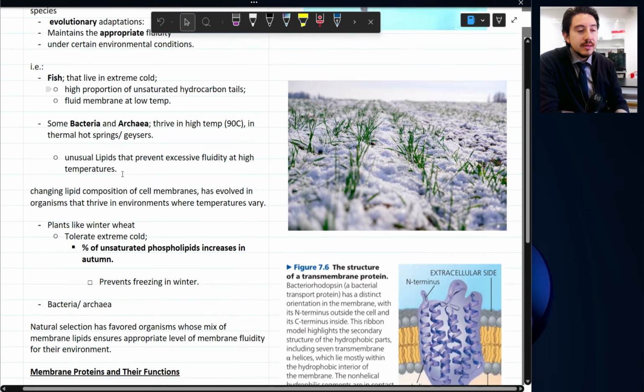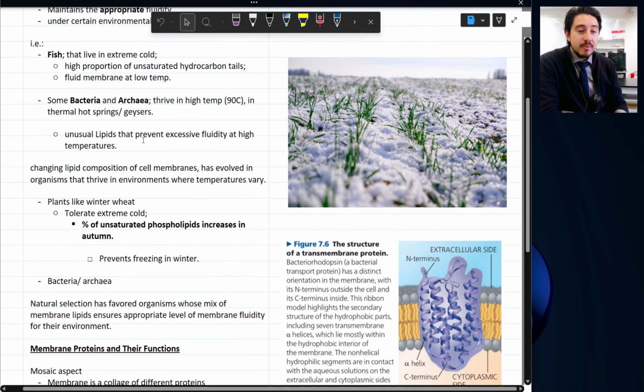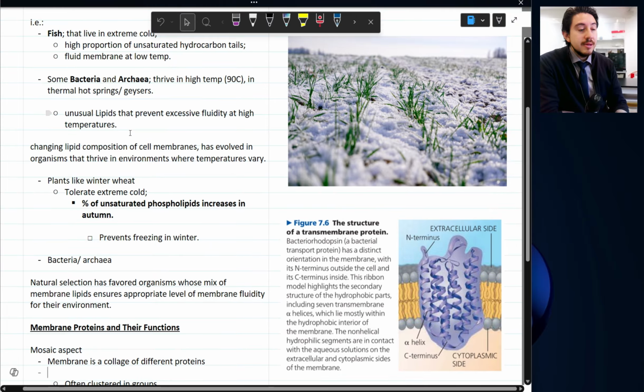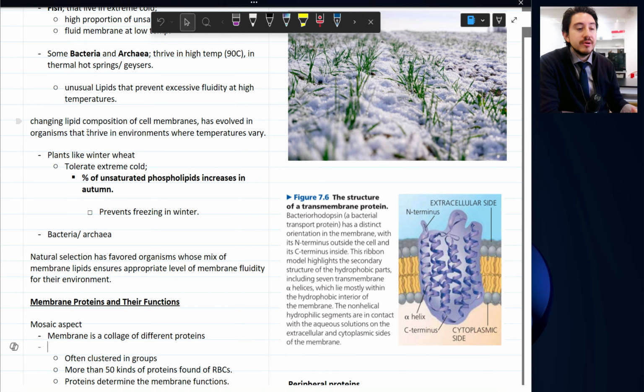Okay. Some archaea, you have these extremophiles, if you remember from high school biology, that thrive at 90 degrees Celsius, incredibly high temperatures in hot springs or geysers. And they have very particular lipids that prevent excessive fluidity at high temperatures. So they're more tightly packed together, preventing fluidity at relatively high temperatures. Thermophiles. So the idea of changing lipid composition has enabled organisms to thrive in different environments.